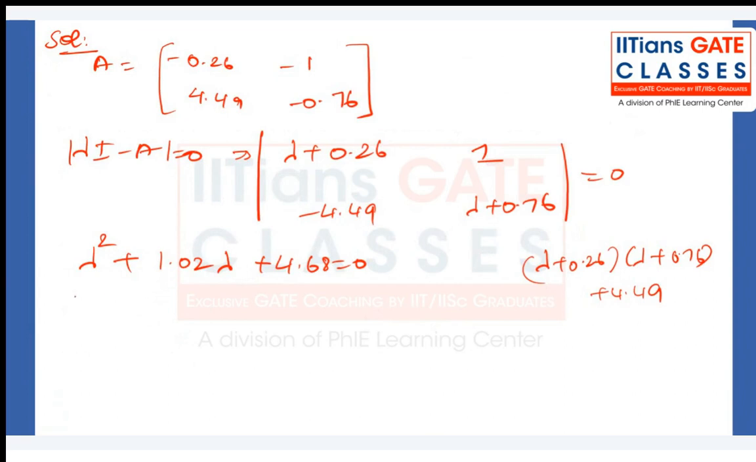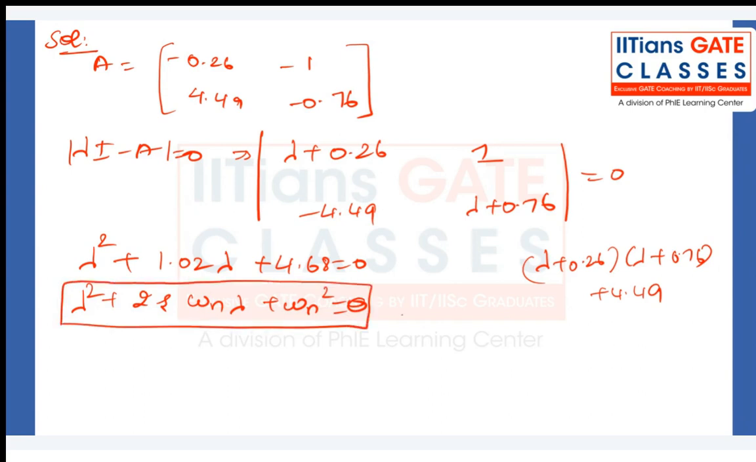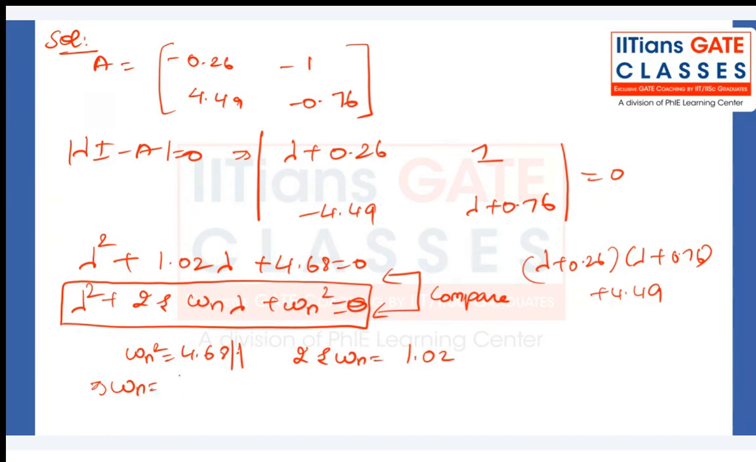Now if you compare this with the general equation, lambda square plus 2 psi omega n lambda plus omega n square equal to 0, you have to compare this with this. So omega n square is 4.68 and 2 psi omega n is 1.02. So from here get omega n. Omega n would be the root of 4.68, which is 2.16 radians per second.